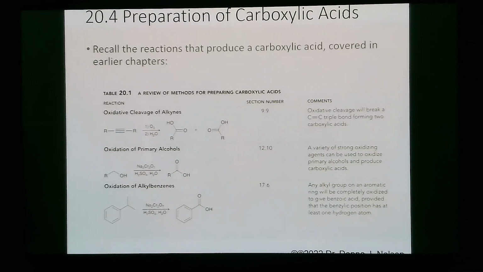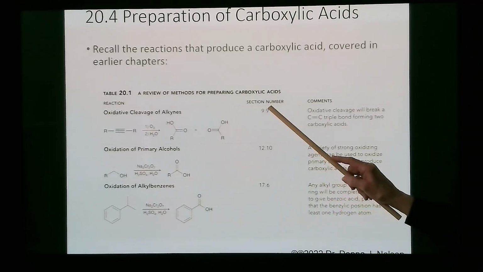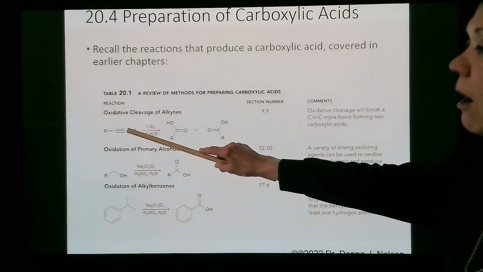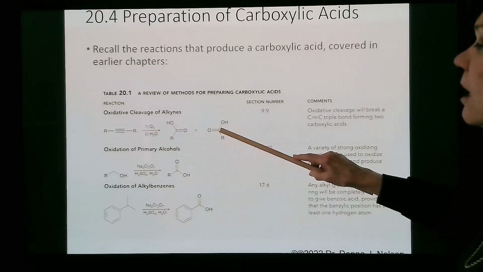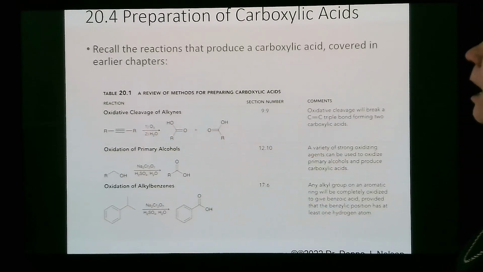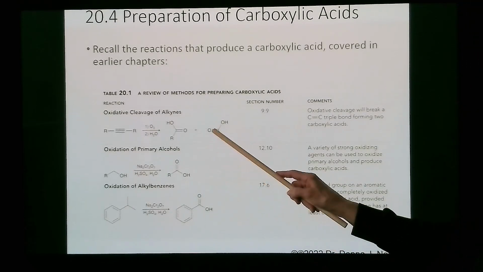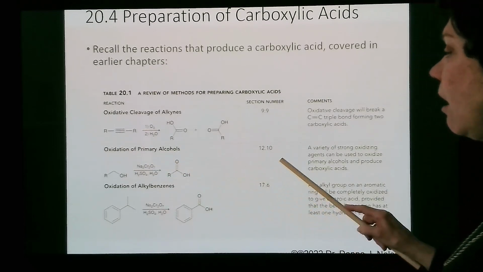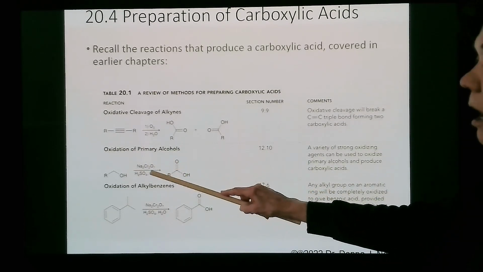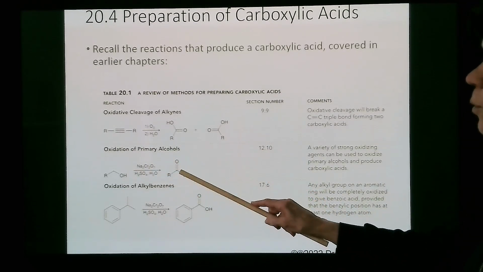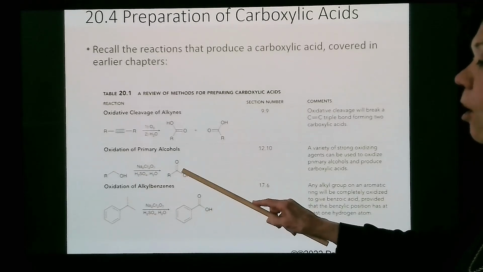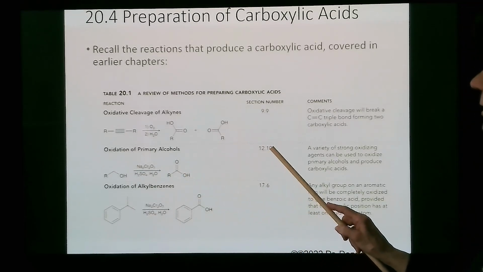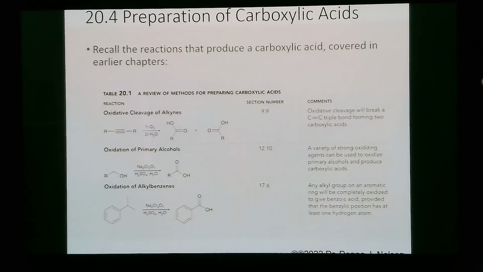Now, preparation of carboxylic acids. You have had some preparations already. In section 9.9, we saw ozonolysis of alkynes leading to carboxylic acids, the oxidation of primary alcohols with strong oxidizing agents. We'll take this all the way to the carboxylic acid, that's in 12.10.